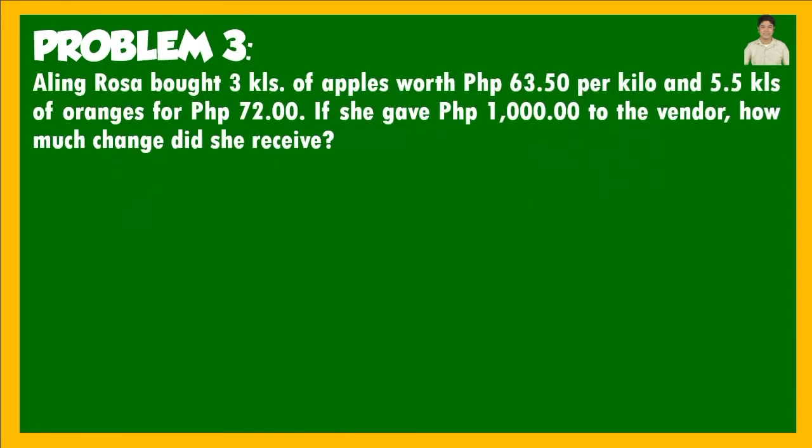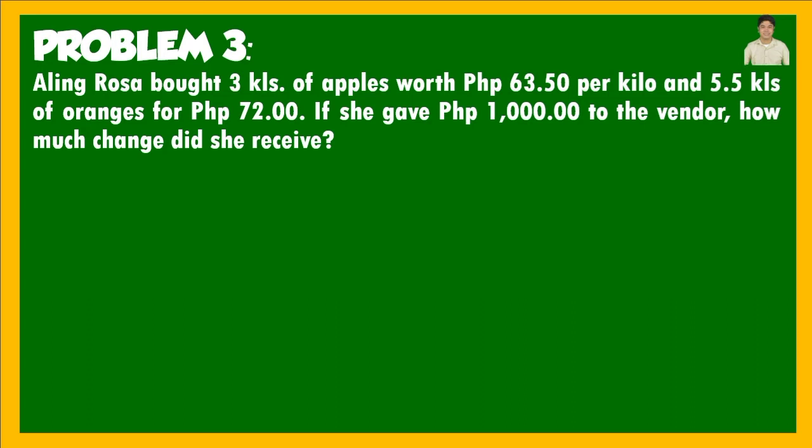So last problem. So Aling Rosa bought 3 kilos of apples worth 63 pesos and 50 centavos per kilo and 5.5 kilos of oranges for 72 pesos. If she gave 1,000 pesos to the vendor, how much change did he receive?